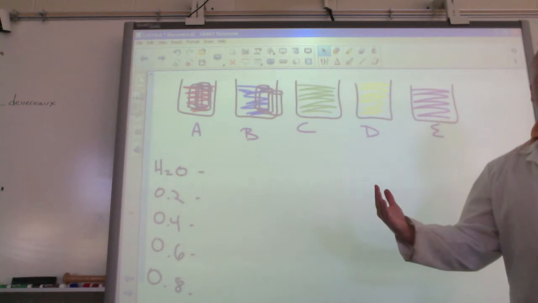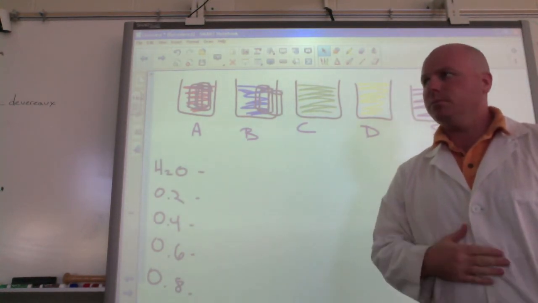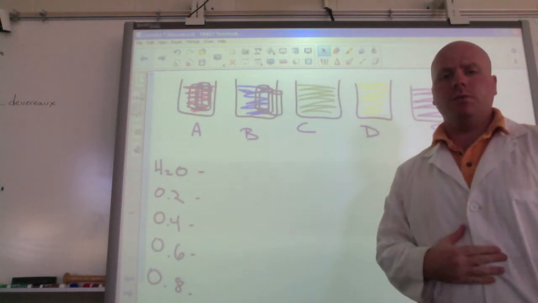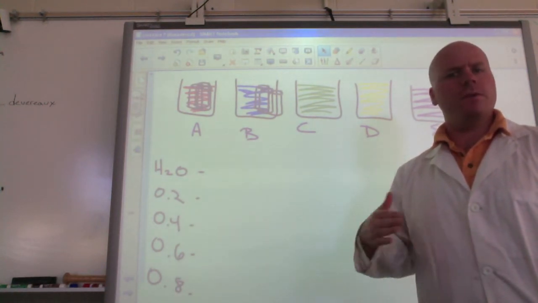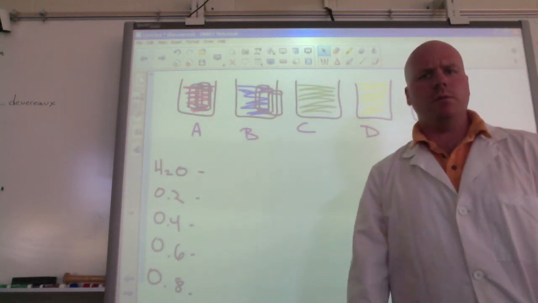All right? So some of you guys are measuring them every 5 minutes and seeing if there's a change. Some of you want to leave them overnight. Some of you want to wait 15 minutes and measure them. So whatever you guys think, we'll see. We'll compare our results and we'll see what we get.